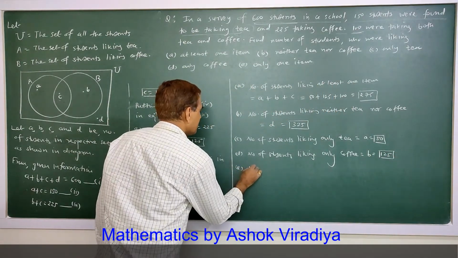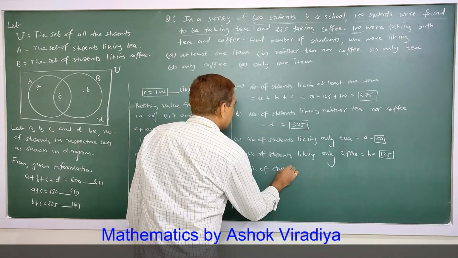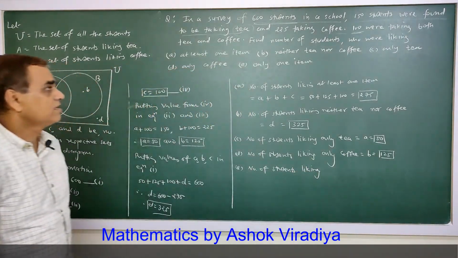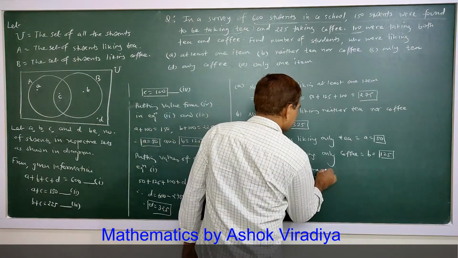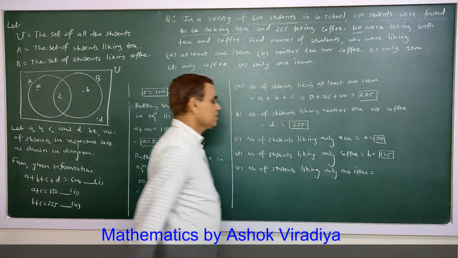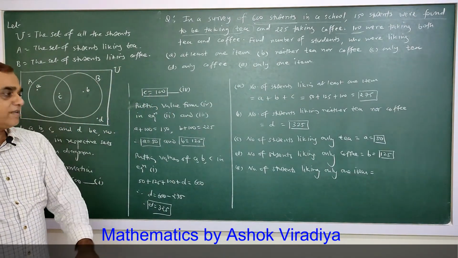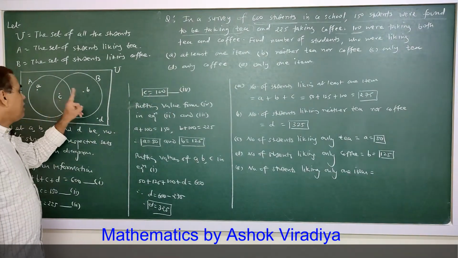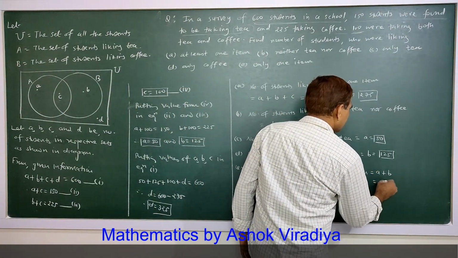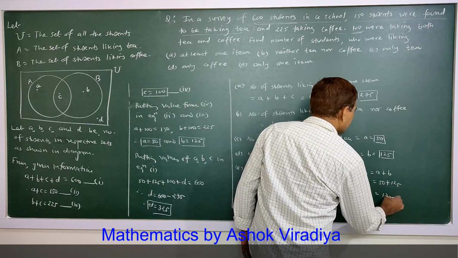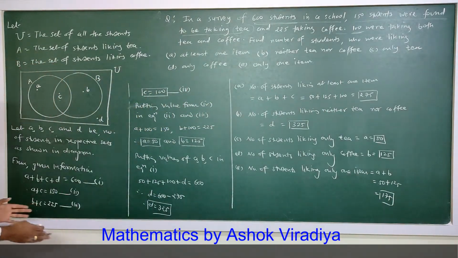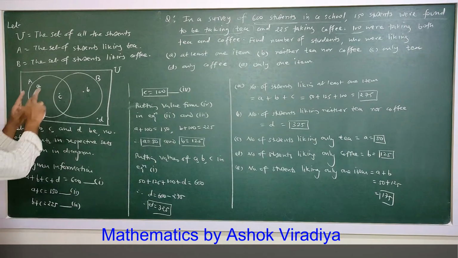E, number of students liking only one item. That means only tea or only coffee, that is A plus B. So 50 plus 125, 175. So this is the method to find the solution using Venn diagram.